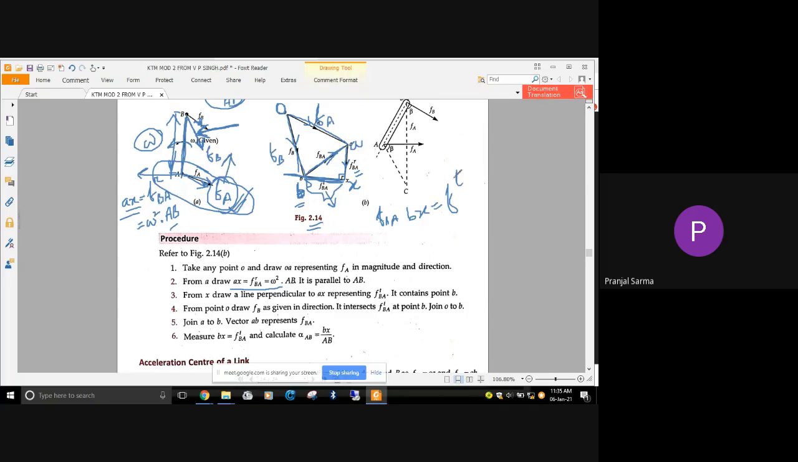So FtBA. If you recall, the tangential component is given in magnitude as alpha AB into the link length AB. So if you need the alpha value, it is nothing but Bx by AB. Bx we have just measured and converted, and AB is already known, that is the link length. So from this figure, you can obtain alpha of AB, and that completes our problem.